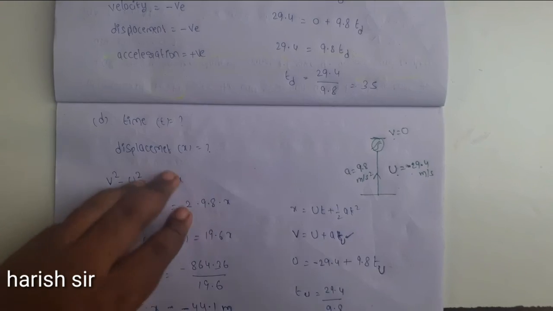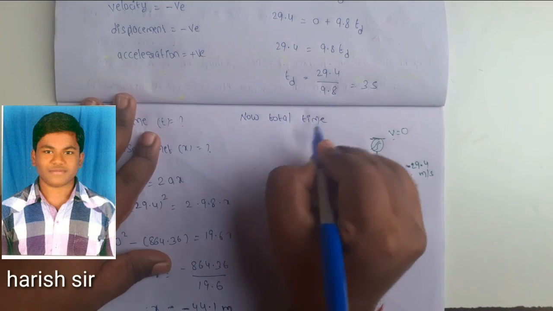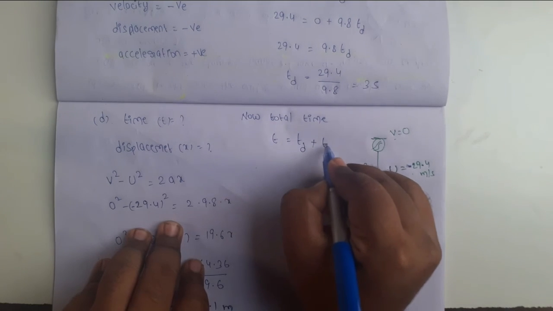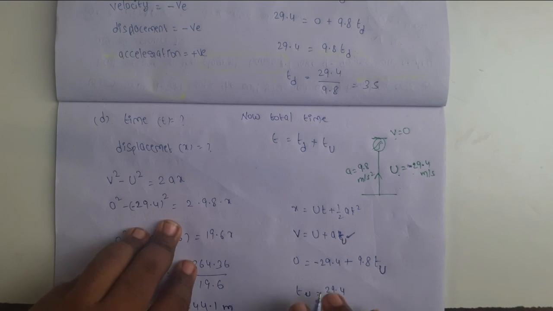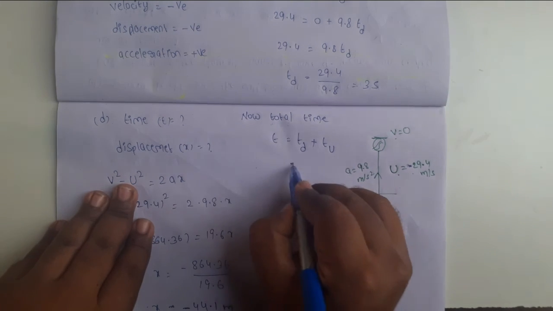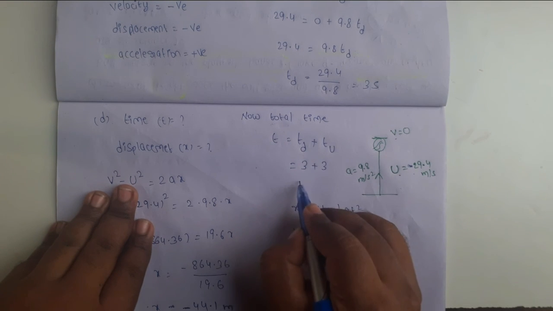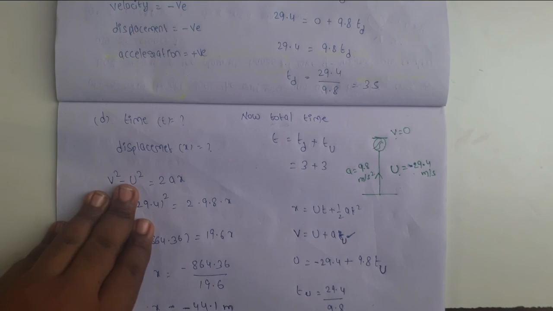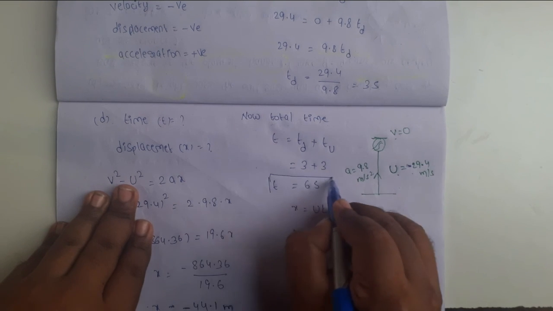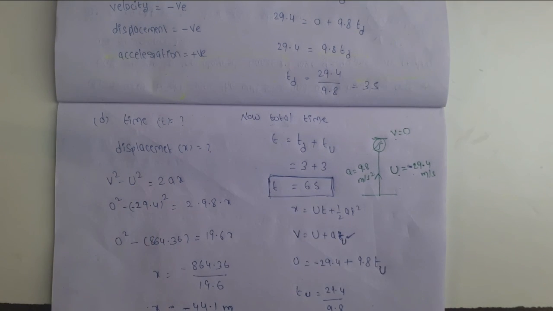Now the total time t equals t d, the downward time, plus t up, the upward time. When the player catches the ball, the total time is 3 seconds in the upward direction and 3 seconds in the downward direction. So 3 plus 3 is 6 seconds. In 6 seconds the player catches the ball. That is the answer.